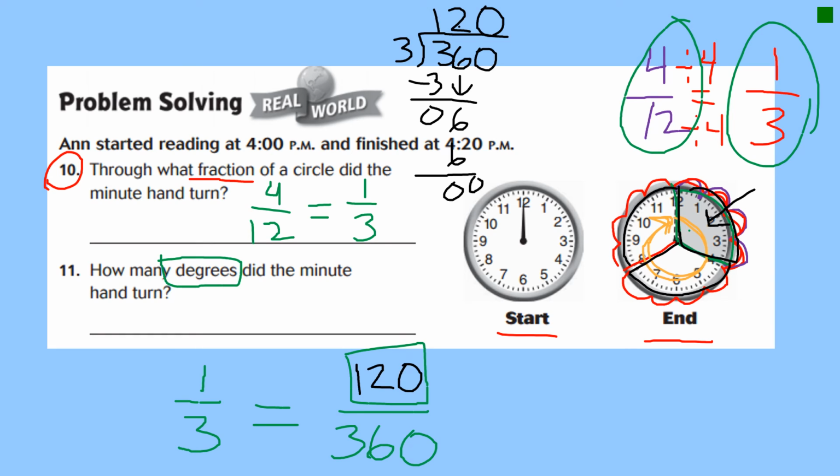And that's 120. Now, you know what I'm going to do really quickly? I'm going to do 120 times 3. Now, what should we get when we multiply that, boys and girls? We should get all the degrees of a circle, which is 360. So let's see. 3 times 0 is 0. 3 times 2 is 6. 3 times 1 is 3. 360 degrees. Okay? So the minute hand turned 120 degrees. Okay? Awesome. Really, really awesome, guys.